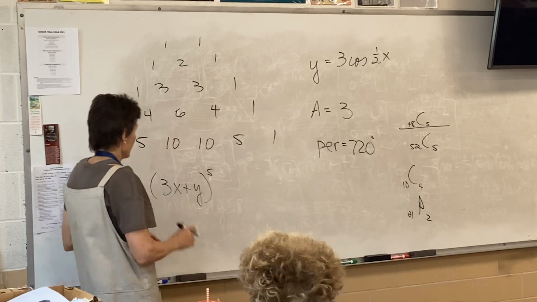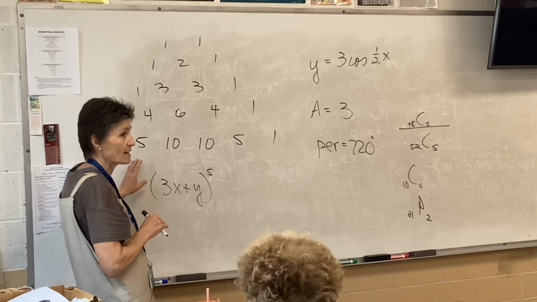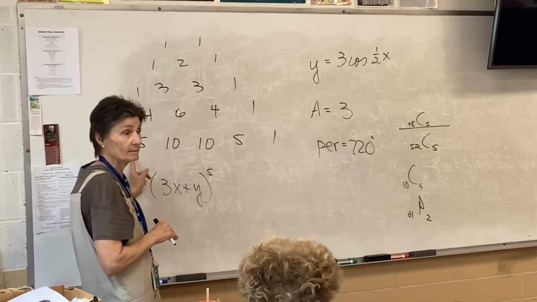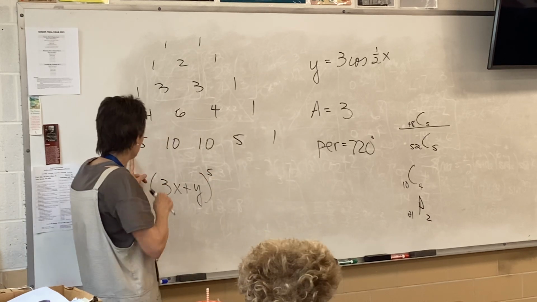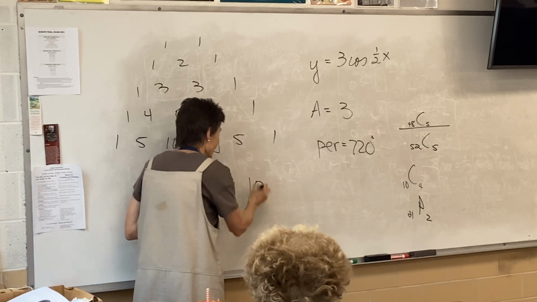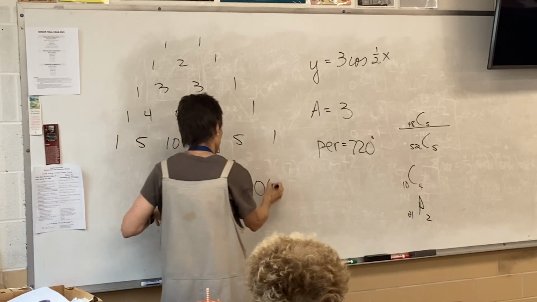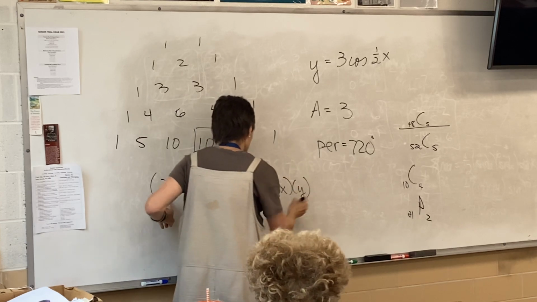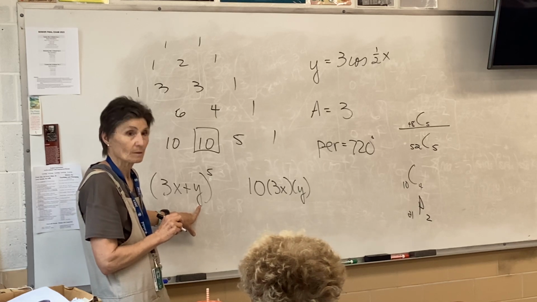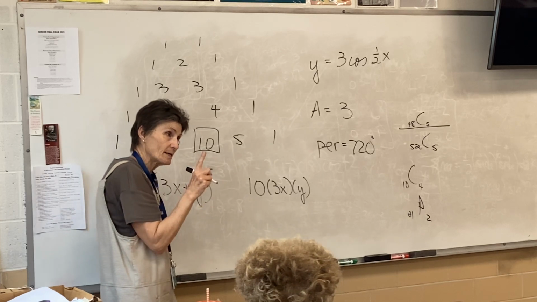Now, here's a whole bunch of terms. If I were writing out the whole thing, which you are not going to do on the exam, these would be the numbers you would use. But we only want the 4th one. 1, 2, 3, 4. We need the 10. Next to the 10 is a 3x and a y, because those are the 2 parts of my problem. The only thing missing is the exponents.